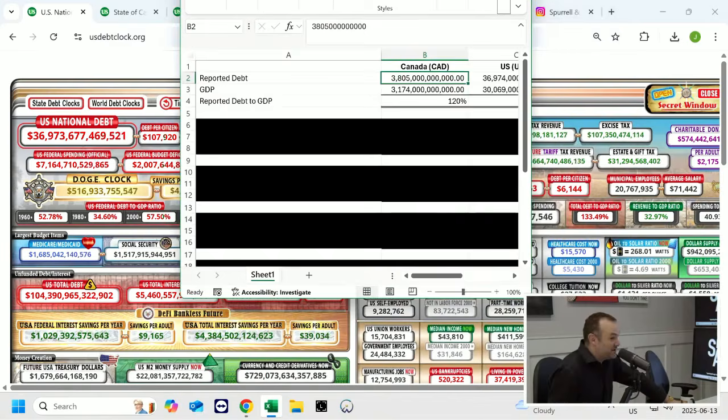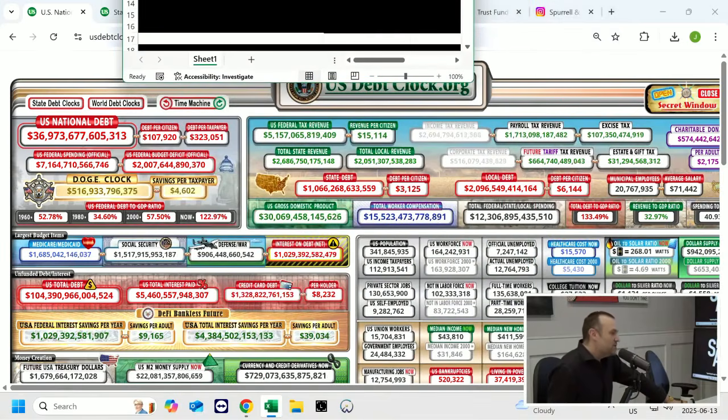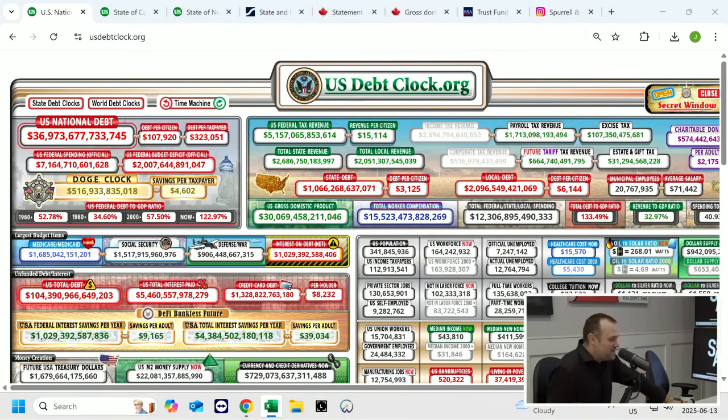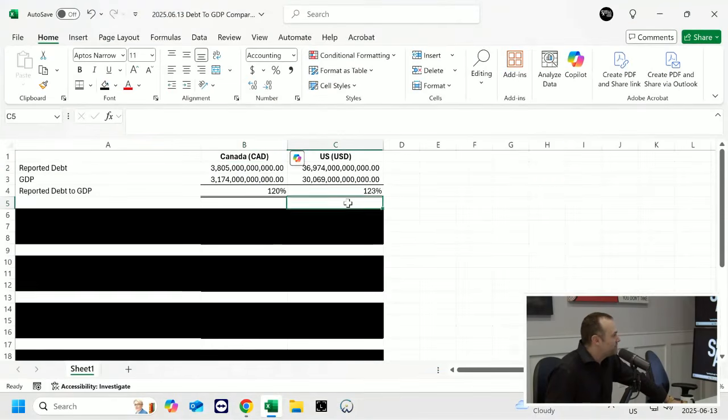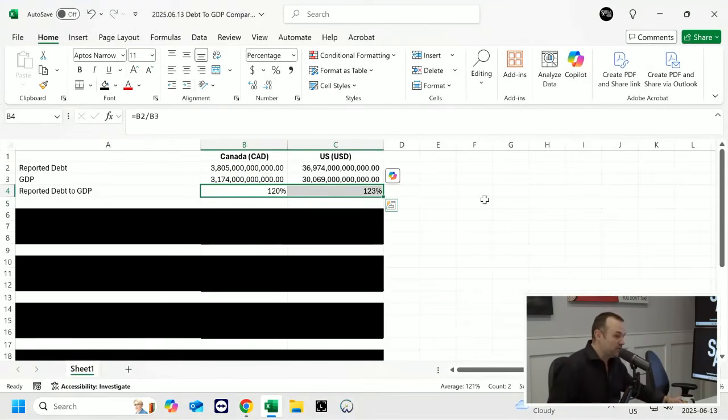consolidated Canadian government debt. So what does that mean for the layperson? What does consolidated government debt mean? What that means is that's the federal government, that's the provincial government, and that's the municipal and local governments all together in one. So these are not the same. When you hear these debt to GDP numbers around 120% as if they're the same, they're not. The US one at 123% is just the federal government, okay, debt versus GDP. And Canada at 120% is the federal government plus the provincial government plus the municipal and local governments. Okay? So that's the first difference.